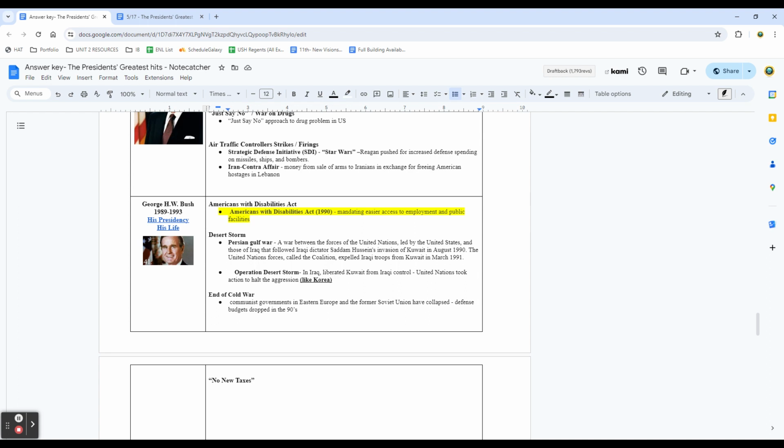The Cold War also officially ends under George Bush. That's when the Soviet Union collapses in 1991. You can give credit to Reagan and others as well here.